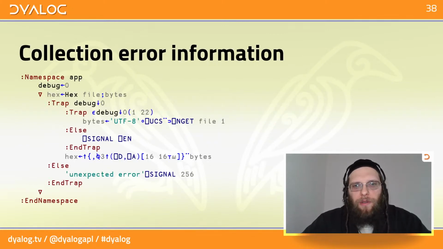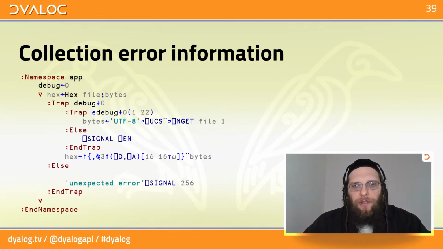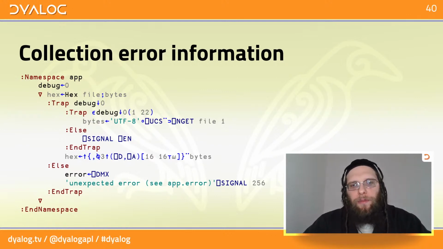And we do that by, before we do the quad signal 256 in this case, we collect some information about the state. So let's make room for that. And remember, quad.dmx returns this namespace with error information. And we can just catch that. It's important to catch it. We can't just tell people, oh, look at quad.dmx.